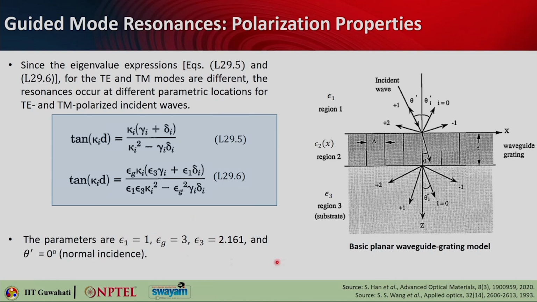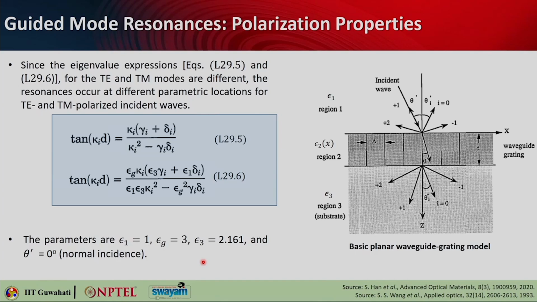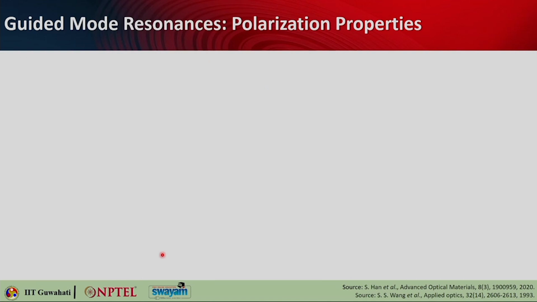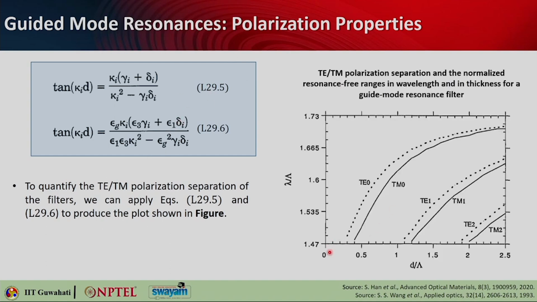Now, you can consider these as parameters, okay, and that will allow you to calculate some parameters that you can take, and you can calculate what will be the positions of the TE and TM resonance modes. Now, to quantify the TE TM polarization separation of the filters, you can apply these equations to produce this particular graph. So, this is how you are plotting the TE0 and this TM0. Okay, this is TE1, TM1, and this is TE2 and TM2.